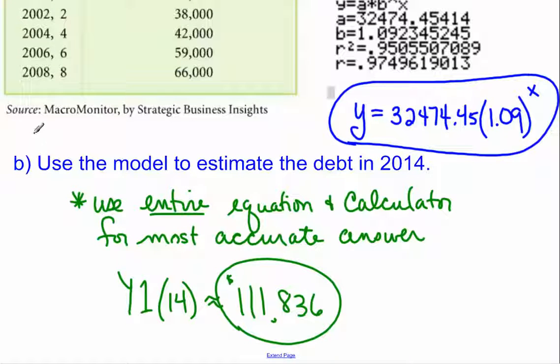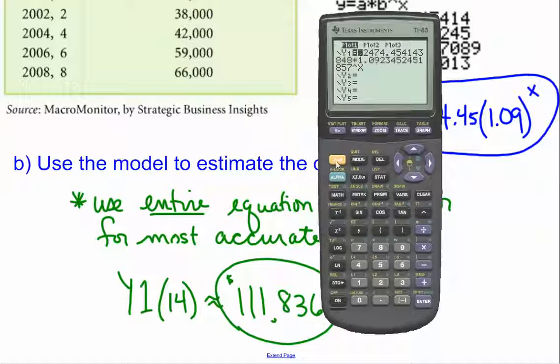They want us to estimate the debt in 2014. Well, I'm not going to use 2014 for my x. Since x is the number of years since 2000, I'm only going to use 14. So I grab my calculator, and I'm not going to punch in all those numbers. I'm going to go to Vars, and I'm using a y variable as a function name. So Y1 of 14, and it's going to give me the answer here. Oh my goodness, $111,836 approximately. Kind of scary.